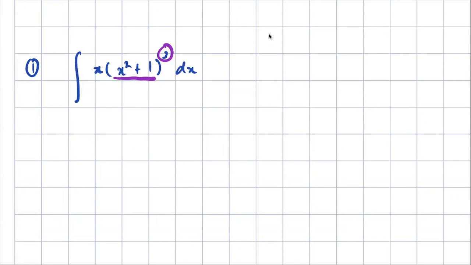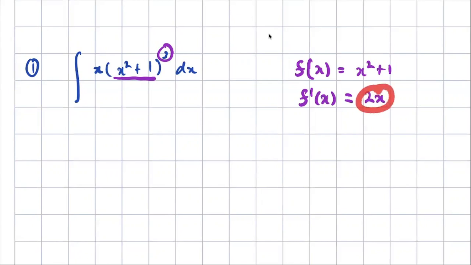So what I do, and I encourage you to do this every single time, is I'm going to do f of x is equal to just whatever's inside of the bracket. So x squared plus 1, because that's the function that we're raising to the power. Differentiate it. So f dash of x is equal to 2x. Interesting. So the derivative we need is 2x, but we only have 1x. Well, we can actually fix that.